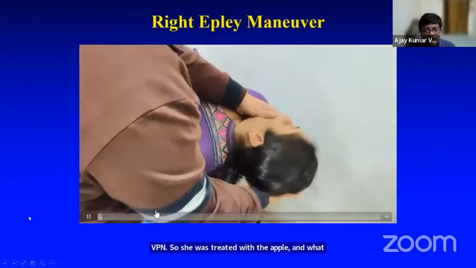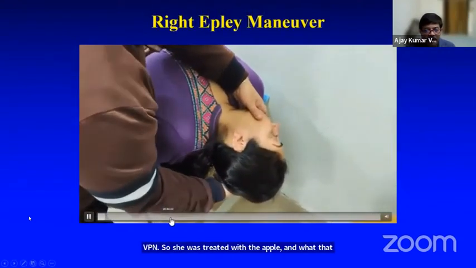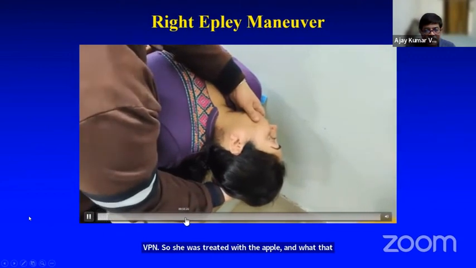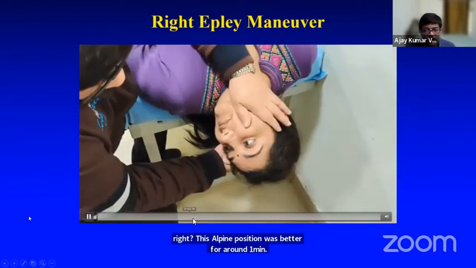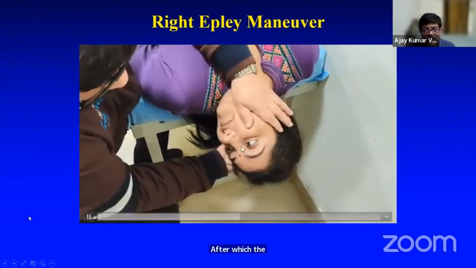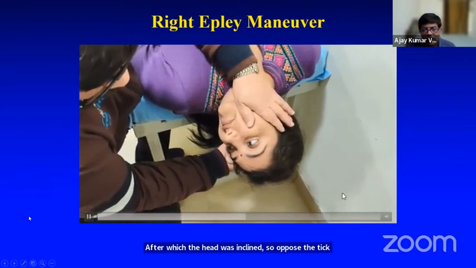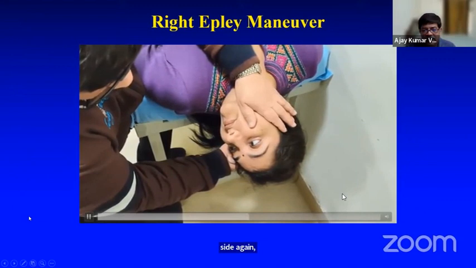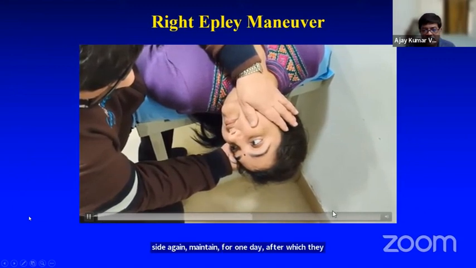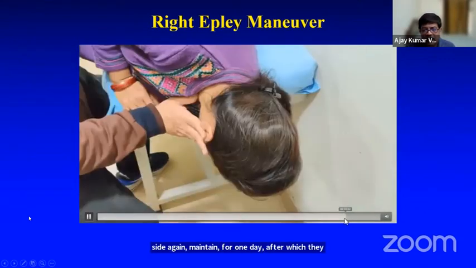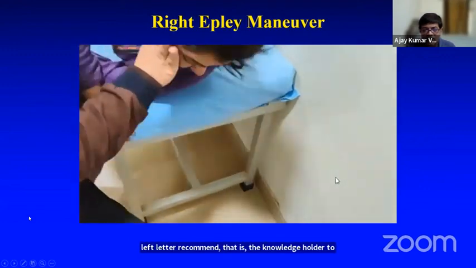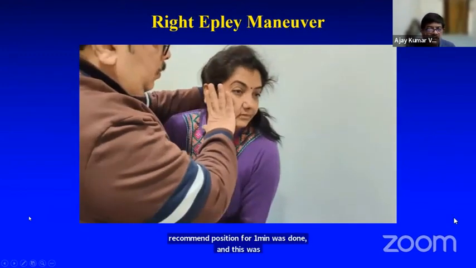The right Dix-Hallpike position was maintained for around 1 minute, after which the head was inclined to the opposite side, again maintained for 1 minute, after which the left lateral recumbent, that is the non-involved lateral recumbent position, for 1 minute was done. And this was again maintained for 1 minute, after which she was uprighted, completing 1 Epley maneuver.